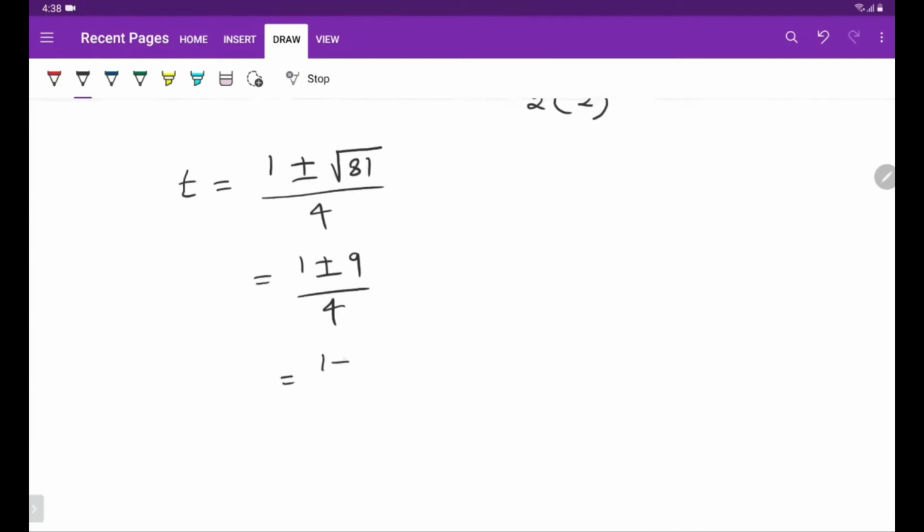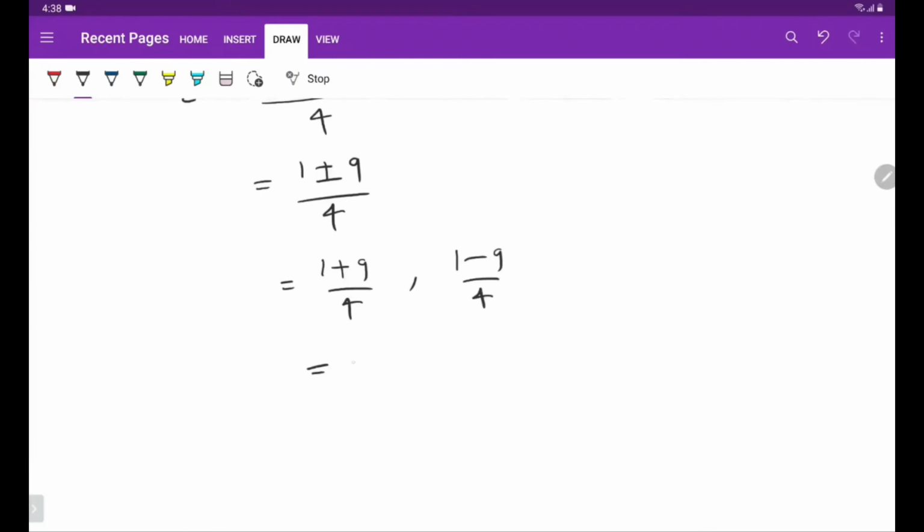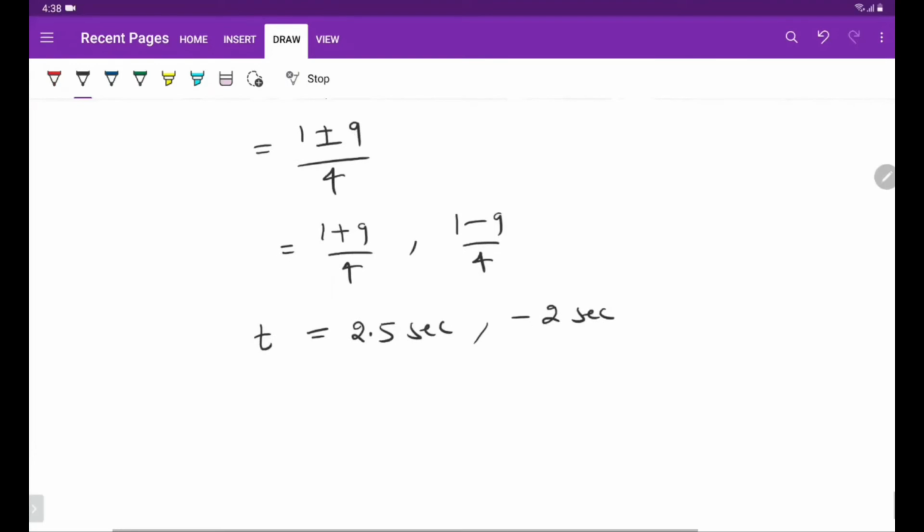Take plus and take minus. So we get 10 by 4, 2.5 seconds, and this one is minus 2. So this is the time. Time is never negative. Time is always positive. So take t is equal to 2.5 seconds. So that means car A catches car B after 2.5 seconds.